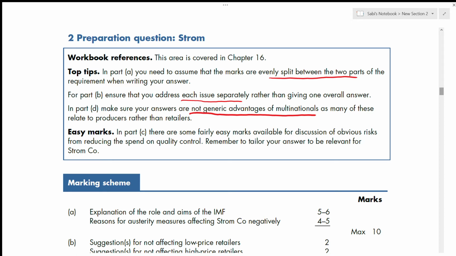In part C, there are some fairly easy marks available for discussion of obvious risk, right? Part C was for 6 marks. They told you about the risk and how to reduce the impact of that risk. So these are some easy marks which you can get from your common sense. You don't need your knowledge, right? You don't need your theory part here. But remember to tailor your answer to be relevant for Strom company. It should not be general risk and some general recommendation. It should be related to Strom company.